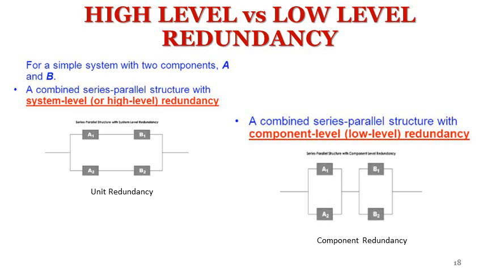But what will happen in the case of component redundancy? Here we make each component redundant. If A1 fails, A2 will work. If B1 fails, B2 will work. Here we are not making the entire system redundant, but each component. Hope you get the difference between system redundancy and component redundancy. System redundancy is also called unit redundancy.